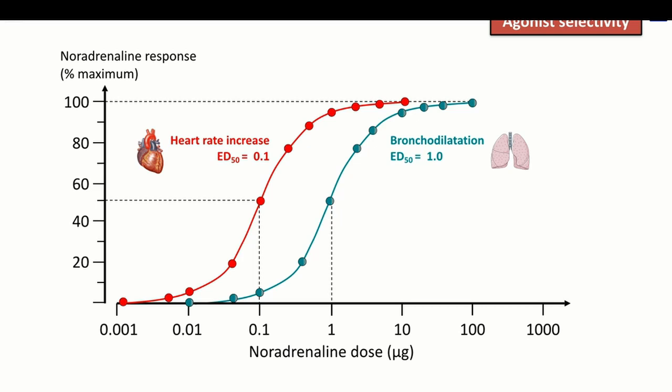The degree of agonist selectivity for noradrenaline at these two sites is quantified by comparing the ED50 of the two curves. The selectivity of noradrenaline for cardiac receptors with respect to lung receptors is 10. In other words, the noradrenaline dose required to cause 50% maximal bronchodilation is 10 times greater than that required to produce 50% maximal increase in heart rate. It was on the basis of these initial observations that pharmacologists were able to subtype the adrenoceptors in the heart and lung into beta-1 and beta-2 respectively.